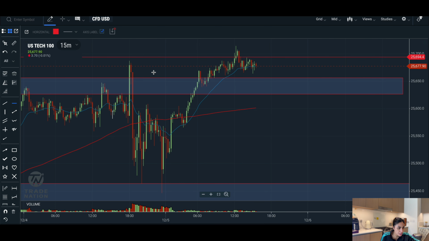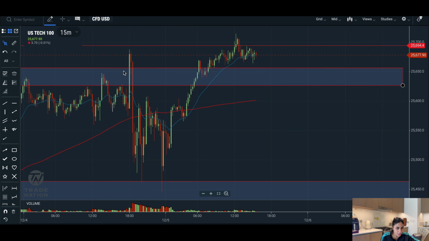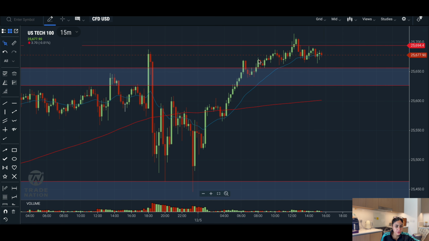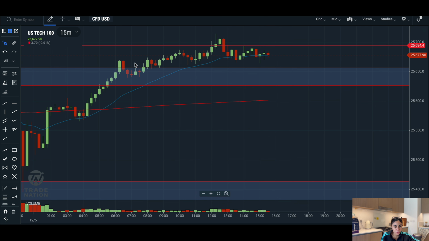This is our resistance level over here. We can see it broke from our support level. It's forming a new support level over here, just above our support level. On the 15-minute time frame, you can see it's moving very choppy. It has no sense of direction.